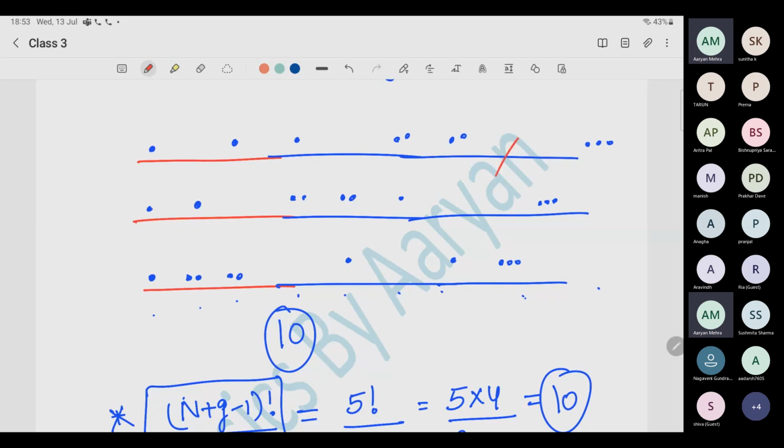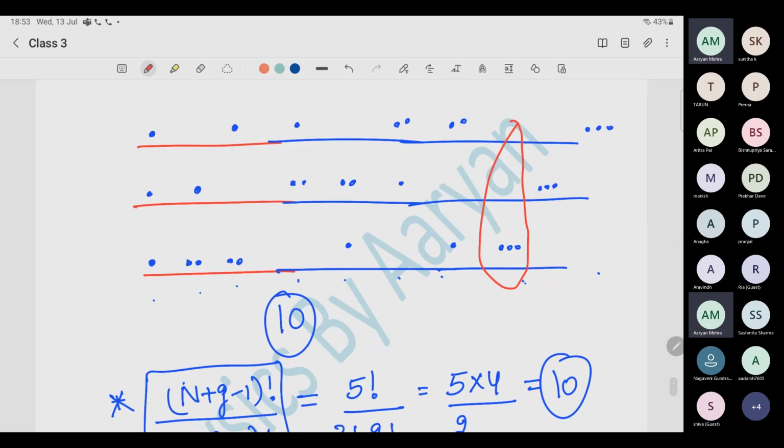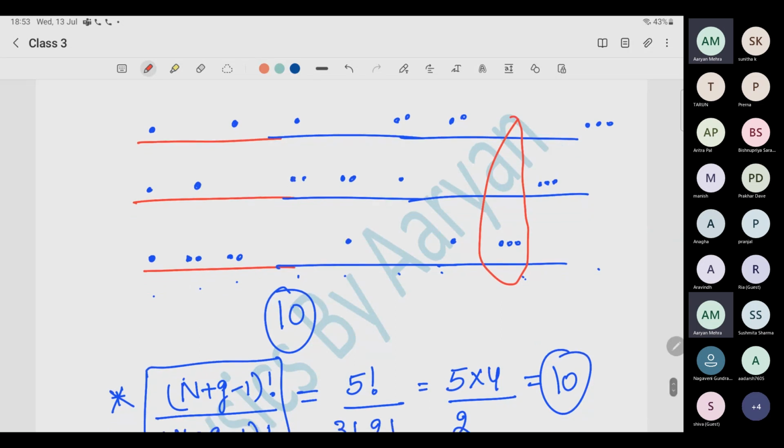So this is your ground state. It has 0 energy. And which state has the maximum energy? This state has the maximum energy. So now tell me, is any energy state degenerate?